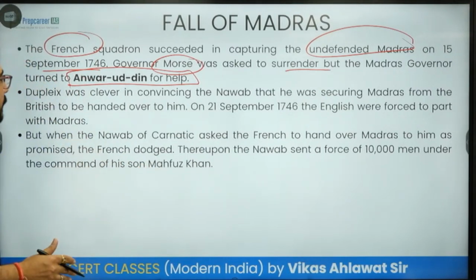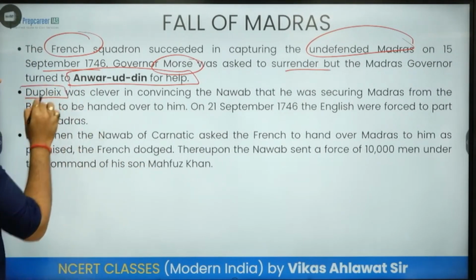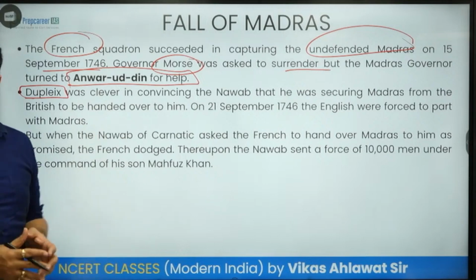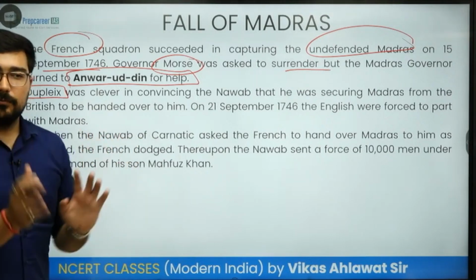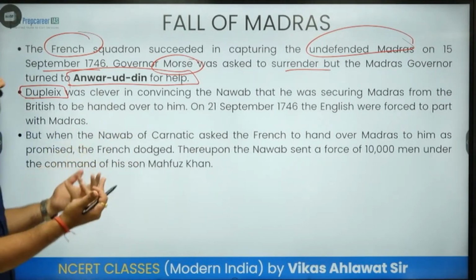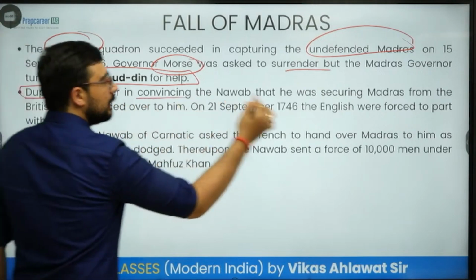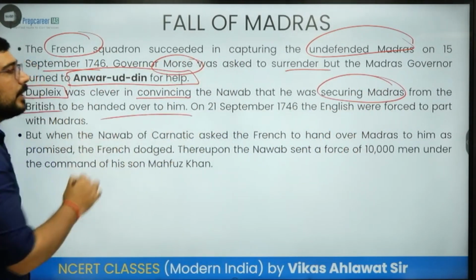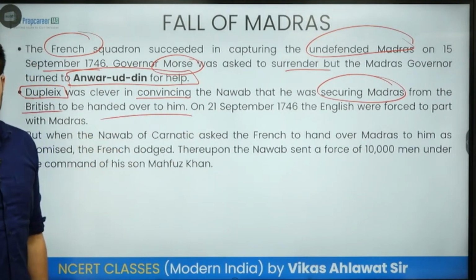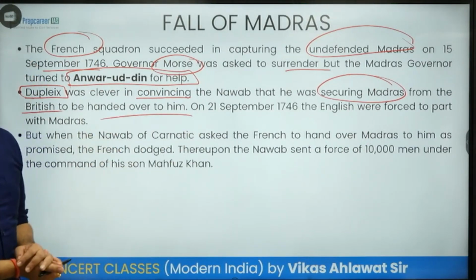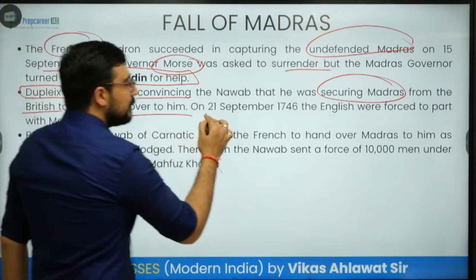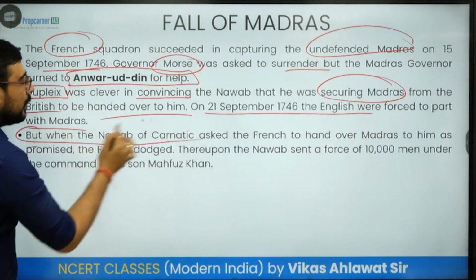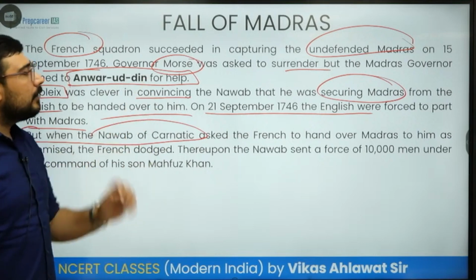So Anwaruddin was asked, but Dupleix was very clever. What he did, he talked to the Nawab: let me capture Madras, then I will give it to you. मैं आपको तोहफे में दे दूंगा. He was clever in convincing the Nawab that he was securing Madras from the British to be handed over to him. तो उन्होंने कहा चलो ठीक है, तो अच्छा है. That person is going to be helpful to me. So on 21st September, the English were forced to part with Madras.